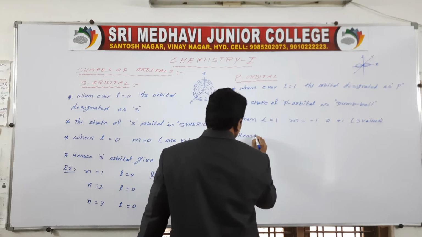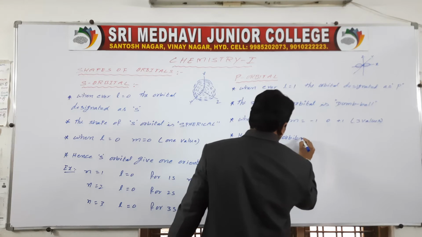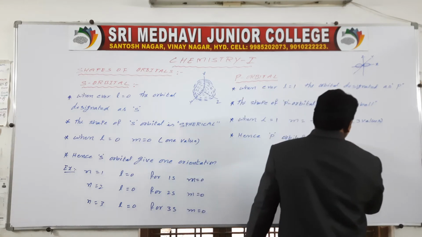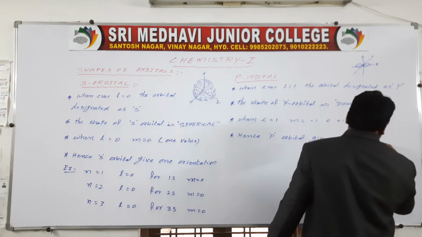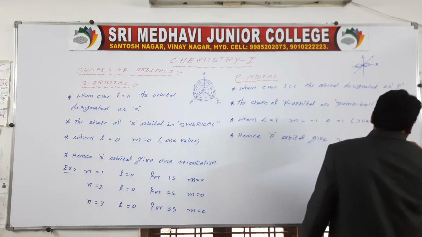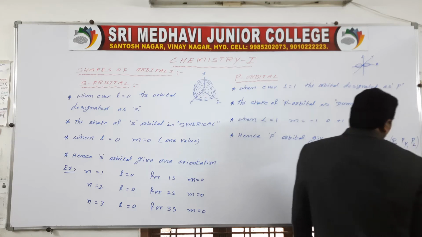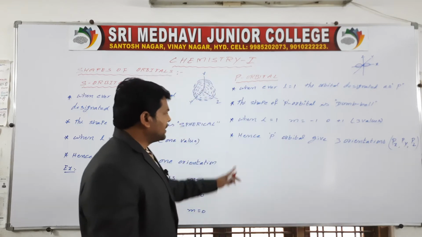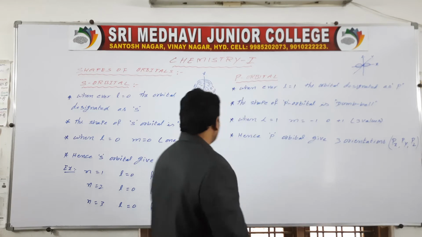Hence p orbital gives 3 orientations. So it forms 3 orbitals, px, py, pz. How many orientations means that many orbitals can be formed in that subshell. P orbitals give 3 orientations means 3 orbitals are formed.